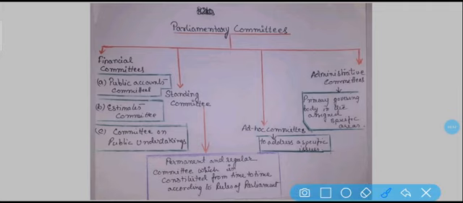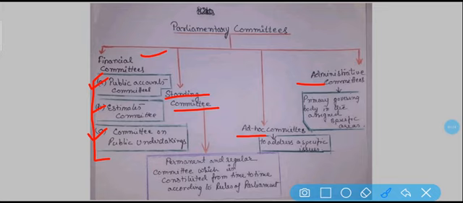The first one, if you see, is the financial committees, then the standing committees, ad hoc committees, and administrative committees. Now, under the financial committees, from the word financial, I hope it is clear to you that the matters regarding money, finance or revenue come under the financial committees. Financial committees are again subdivided into three parts: one is the public account committee, another is the estimate committee, and another one is the committee on public undertakings. So these three types of committees come under the financial committees.